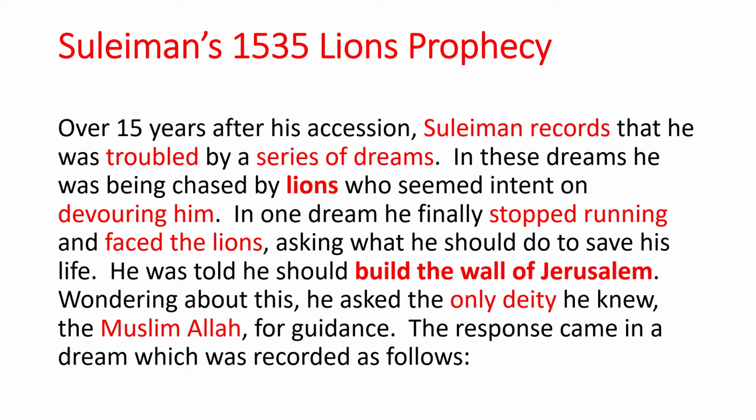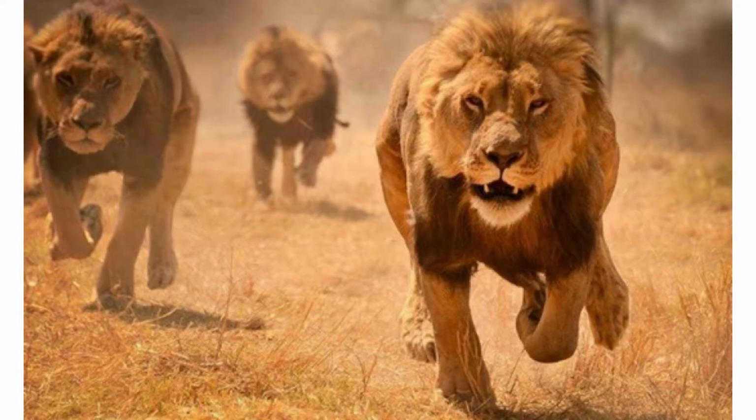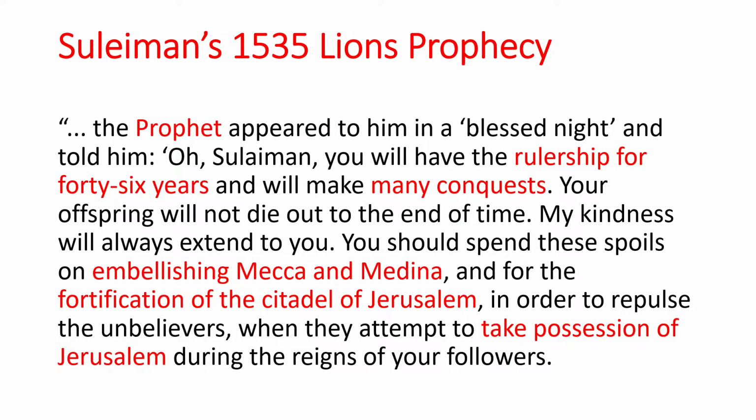Over 15 years after his accession, Suleiman records that he was troubled by a series of dreams. These are interesting dreams. In these dreams, he was being chased by lions who seemed intent on devouring him. In one dream, he finally stopped running and faced the lions, asking what he should do to save his life. He was told he should build the wall of Jerusalem. Wondering about this, he asked the only deity he knew, Muslim Allah, for guidance. The response came in a dream, which was recorded as follows. And here's the picture of the lions chasing him in his dreams. And then his answer from Allah in this case.